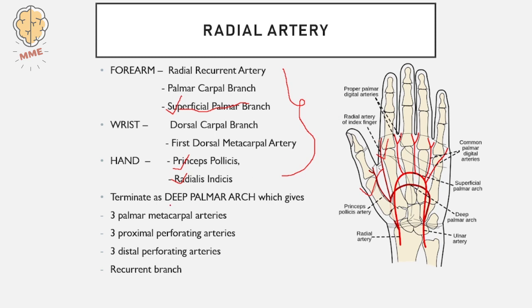Terminates as deep palmar arch. This deep palmar arch, what is this? This is the deep palmar arch, the deep red color. So this will give 10 branches. 3 palmar metacarpal arteries, 3 proximal perforating arteries, 3 distal perforating arteries, and a recurrent branch. Remember these branches, it comes in your PG entrance examinations. Okay.